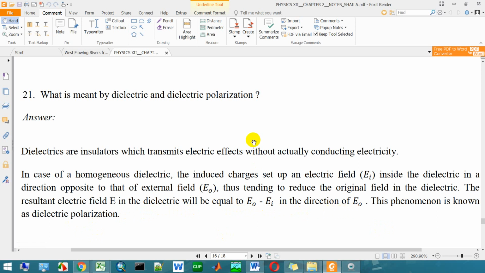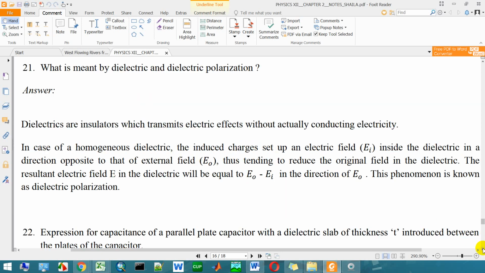Why are there many free electrons in conductors? That's the reason that Ei and E naught become equal at one stage. But in a dielectric, there are very few electrons, and that's the reason they cannot equalize. But this Ei will reduce E naught. So the net field inside the dielectric is E naught minus Ei, and this phenomenon is known as dielectric polarization.